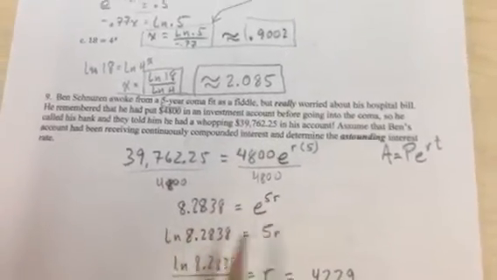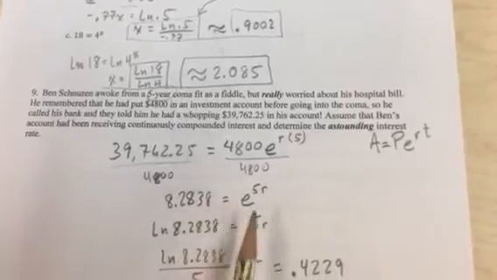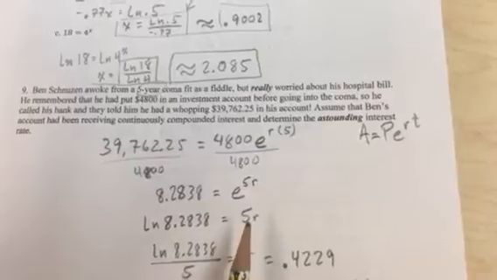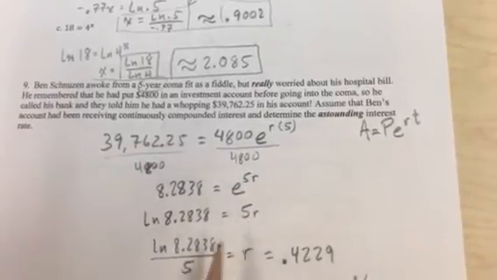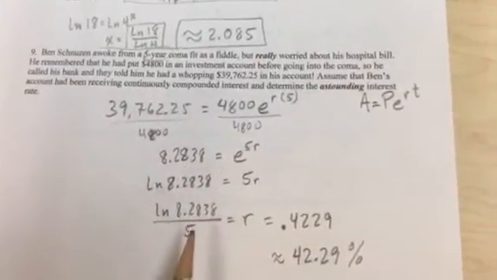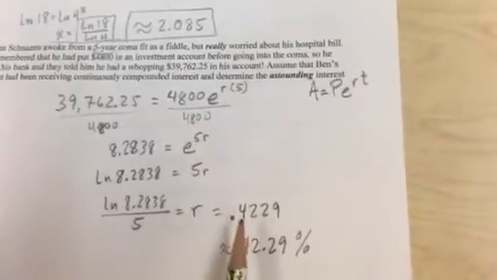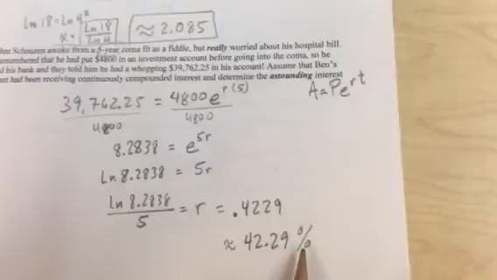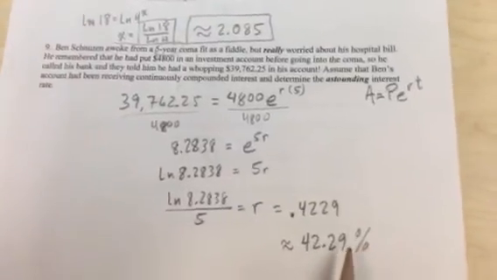I take the natural log of both sides. The natural log of e to the 5r simplifies down to just 5r, and we get this number divided by 5, which is approximately 0.4229, or a holy moly 42.29% growth in Lucky Ben's money.